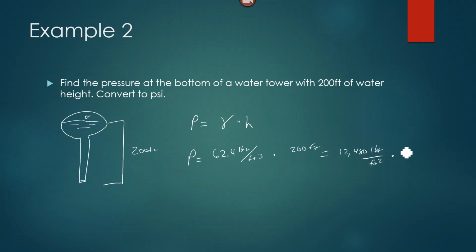Then of course the simple conversion, 1 foot squared is equal to 144 inches squared. And that's going to give us 86.6 repeating pounds per inches squared, or 86.6 repeating psi. Alright, that is it. That's head pressure. Again, watching the units is going to help you a lot, making sure you get the right answer. If you have any questions, let me know.